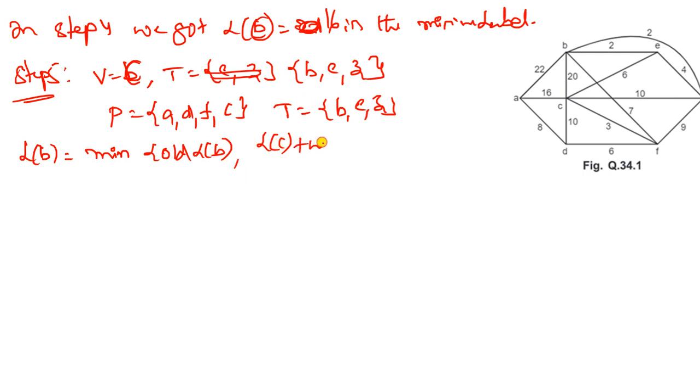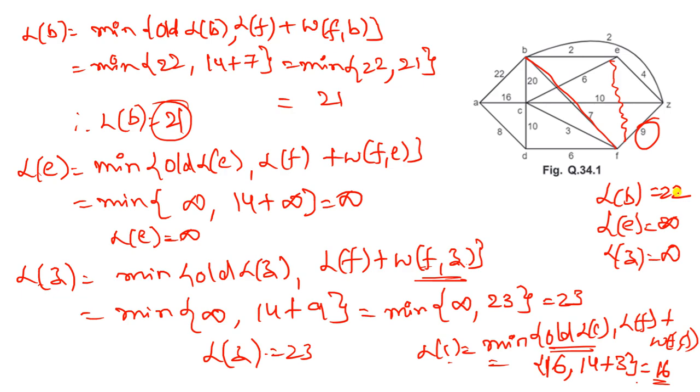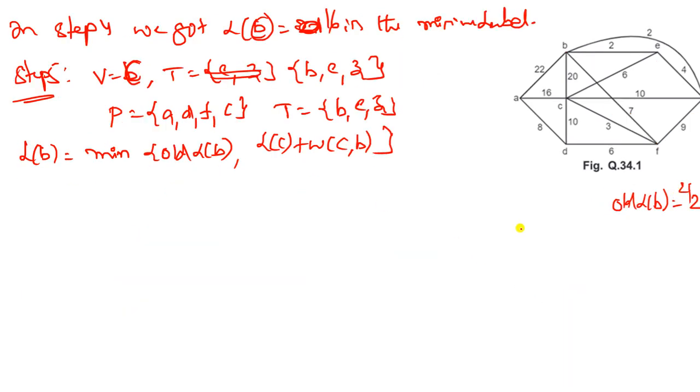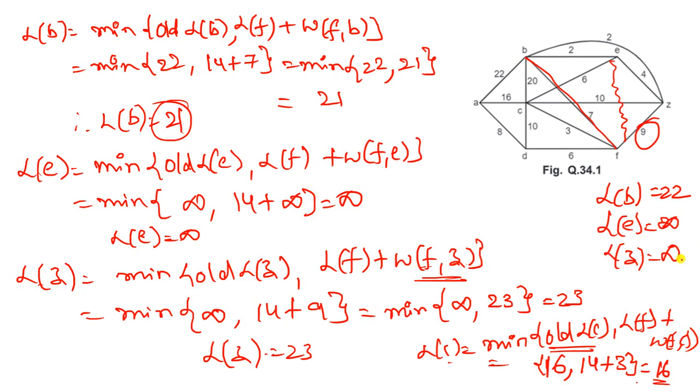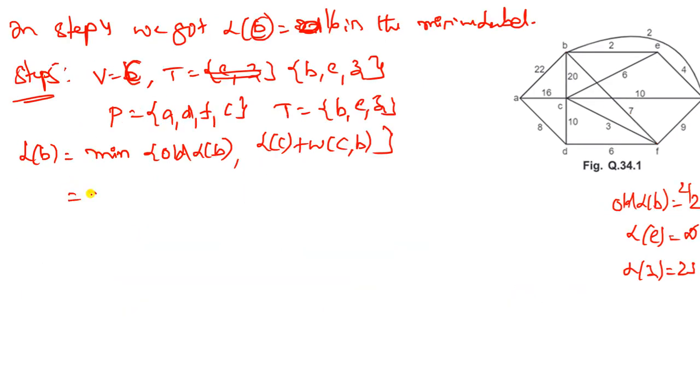L of C plus weight between C comma B. You see, I write here old LB value 21. In step 2 it was 22, but in step 4 it changed, right? In step 4 it changed to 21. So now the LB value is 21 and the L of E value is still infinity, and what is the L of Z value we got in step 4? 23 came. You see here L of Z value is 23. So this is the old value. Now minimum of old LB 21 and L of C value.